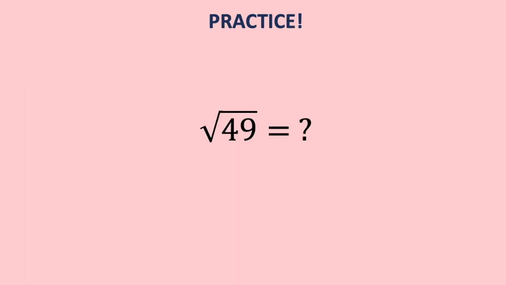Let's practice. So we know that 5 times 5 is 25, and 6 times 6 is 36. Both of those numbers are getting closer to 49. So we think about what's the next number. 7 times 7 is 49, so we know that the square root of 49 is 7.